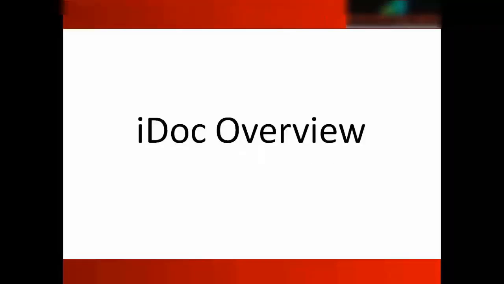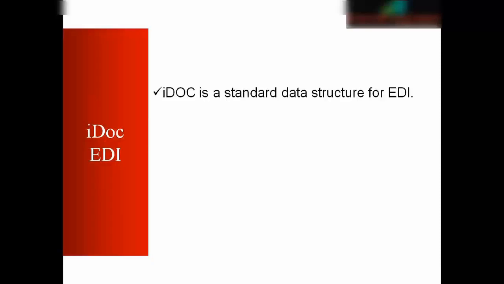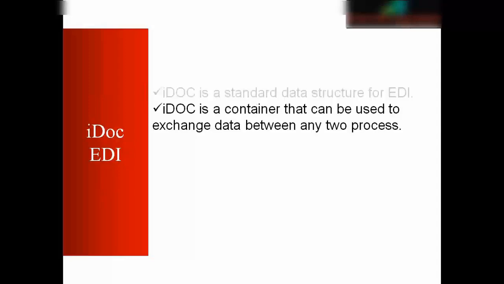Now we'll talk about IDOC. What is IDOC? Just an overview. IDOC is a standard data structure for EDI. So within an EDI, if I'm sending you a letter, the envelope is EDI, and the letter inside the envelope is IDOC, in simple words. I'll repeat again: if I'm sending you one letter, the envelope is EDI and the letter inside the envelope is IDOC. So IDOC is a standard data structure for EDI.